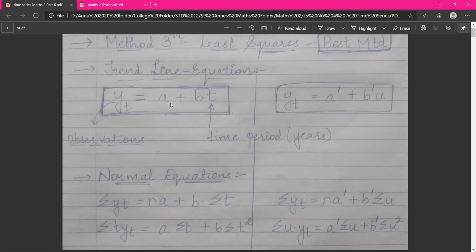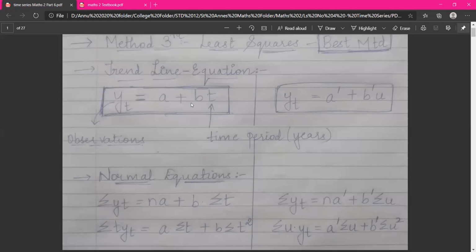The equation states y of t. Y of t means it is dependent on time, is equal to a plus b into t, where t is the time period as you must have seen in the table. It is given in number of years. And yt is nothing but the observations, जैसे production for this particular year or index for this particular year. That is called yt. You can also take it as x of t as well. The choice depends on you.